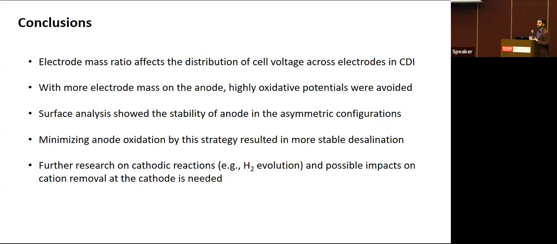Now I focused on the anode and the reactions at the anode, but also the cathode electrode was exposed to highly negative potential. Further research is needed to study the further reactions at the cathode. One example would be hydrogen evolution, because this could possibly impact the removal of sodium in the cell, and overall would decrease the salt removal in the system.